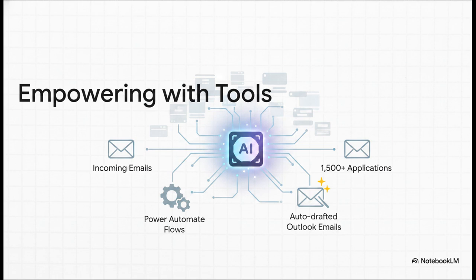Imagine this. You set a trigger so the moment a customer emails your support inbox, the agent wakes up, reads it, and responds. It can trigger Power Automate flows to instantly update your CRM. You can even hook it up to the Outlook connector, so after chatting with a customer, the agent autonomously drafts and emails them a summary of the whole conversation. Totally hands-off.